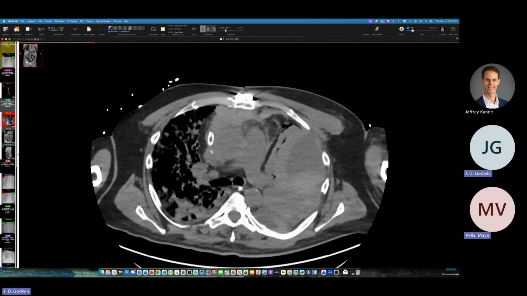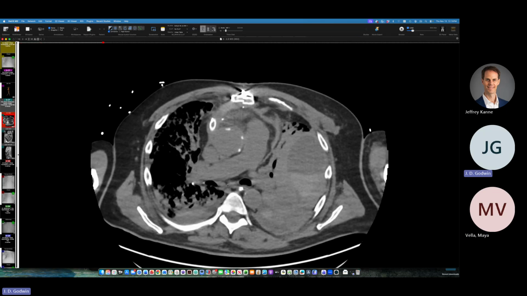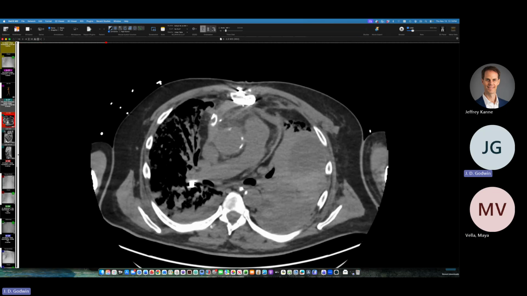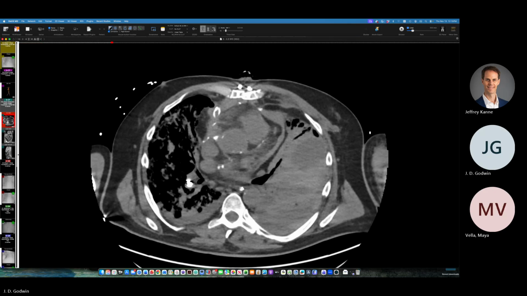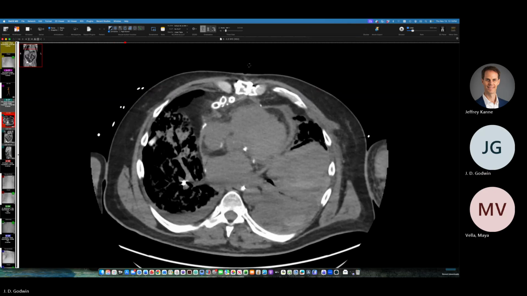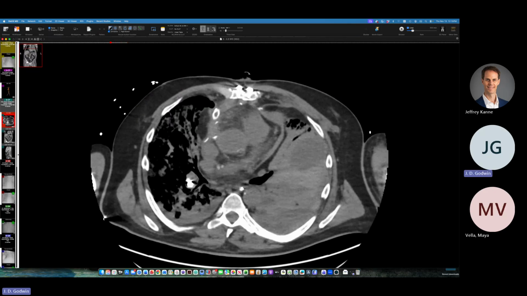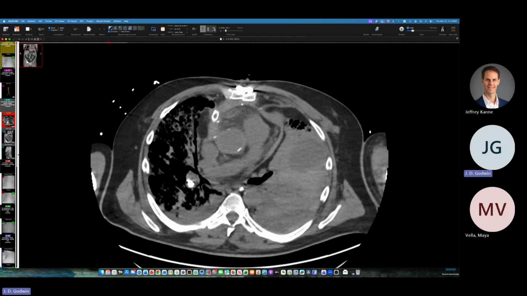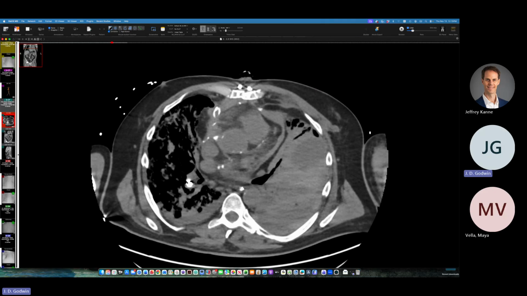So here we are with a non-contrast CT. At this point, we have a lot of diffuse alveolar damage. And here's our device in the right pulmonary artery. So this thing dislodged either from the atrium or from the ventricle and then embolized to the pulmonary artery. So this person had a very difficult surgical course here and is still in the ICU.